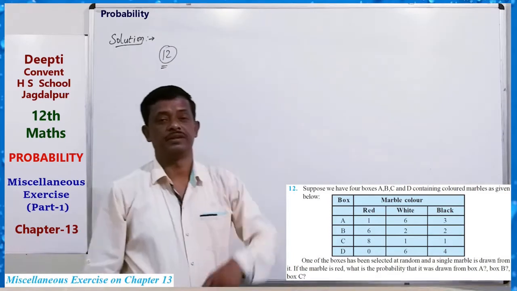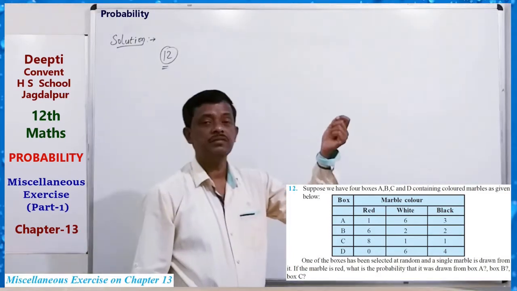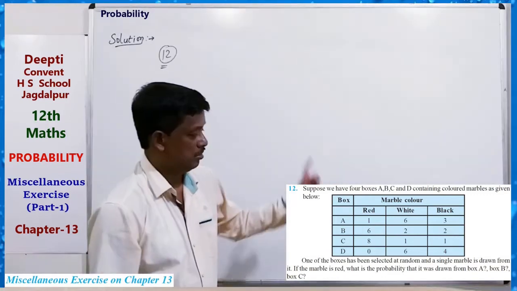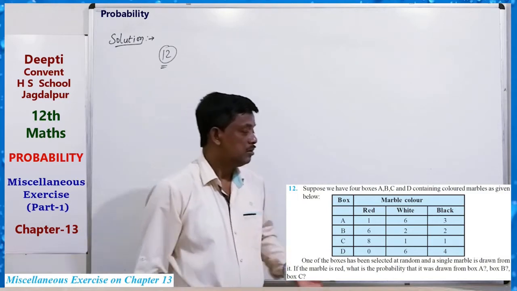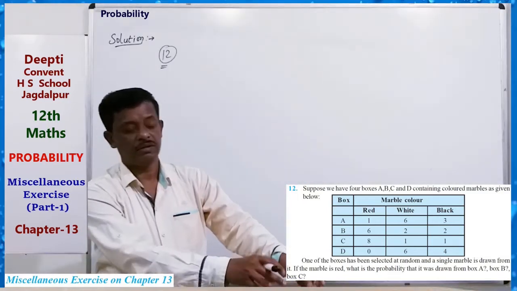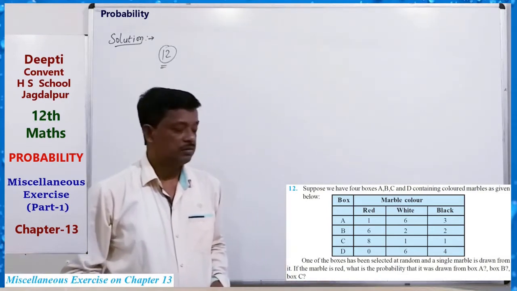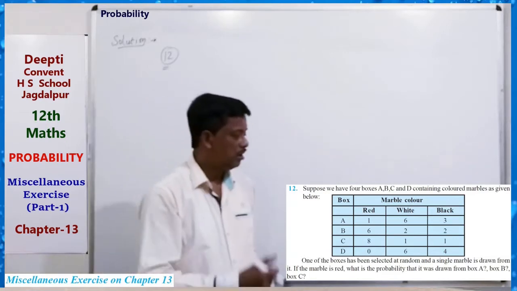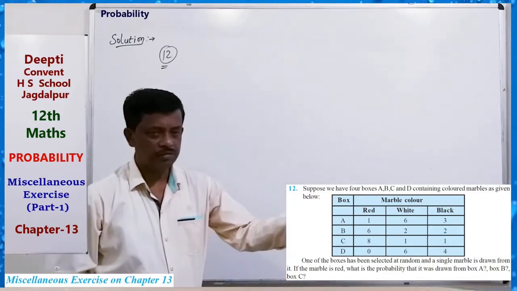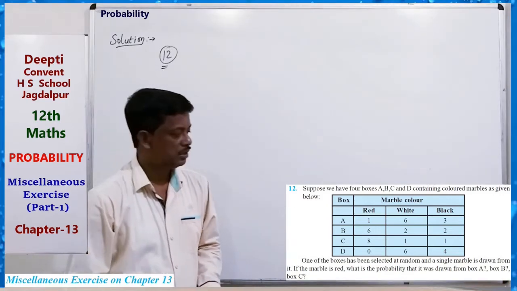Four boxes are given having red, white and black balls, as given in the table. Now we have to find: one of the boxes has been selected at random, and a single marble is drawn from that box.